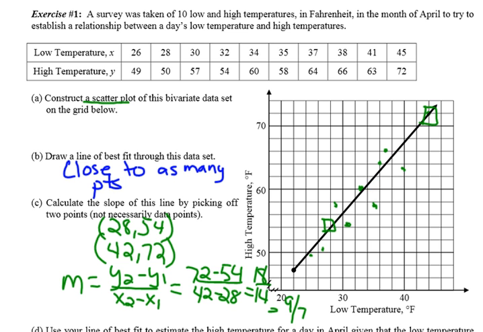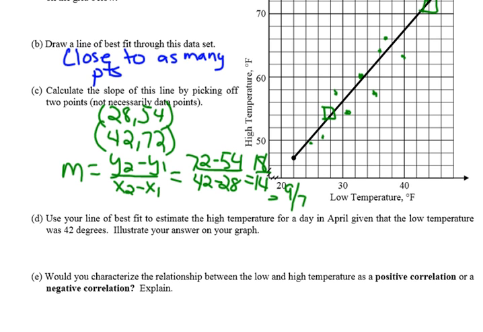Use your line of best fit to estimate the high temperature for any given day, and it says illustrate your answer on your graph. So that means that you're actually going to kind of draw this in. So when I do the 42, and for me 42 is actually one of the lines, so I'm going to go up to where it meets, and I'm going to go over, so for me that was 72 degrees.